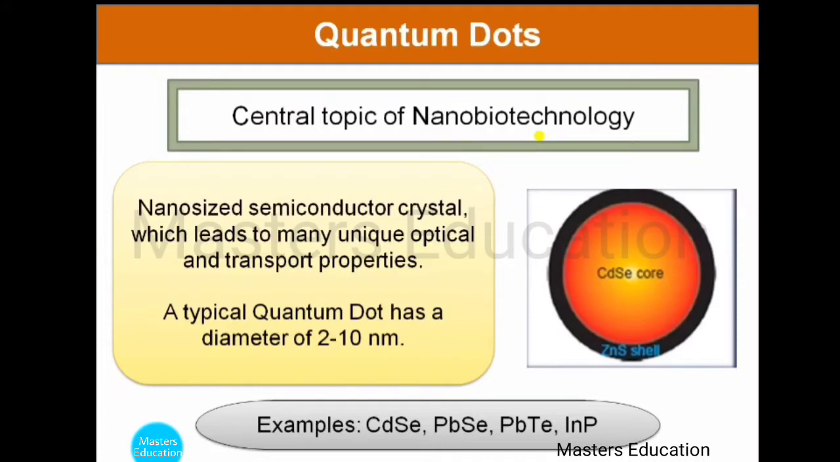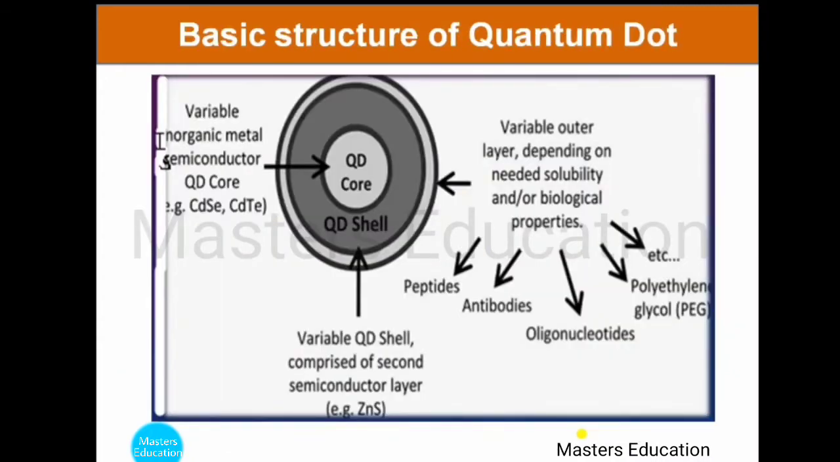Some examples of quantum dots are CdSe, PbSe, PbTe, and InP. Their diameters are 2 to 10 nanometers, and the quantum dots are made up of only up to 100 atoms. Next, this is the basic structure of a quantum dot.